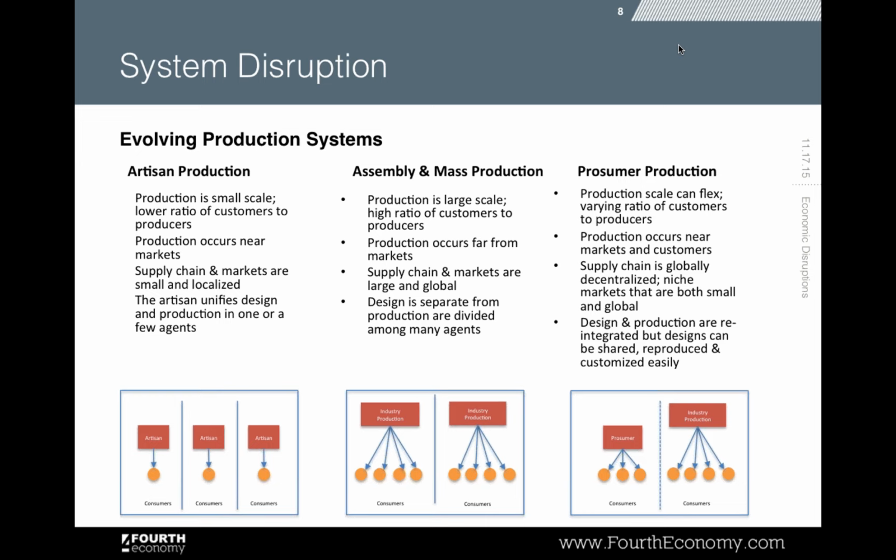The ratio of customers for producers can vary. You may have a producer that's providing a mass market and providing niche customers, or one that's only providing to niche or only to mass customers. Where production is occurring and the relationships to markets is still going to be on a global basis, but you can have producers located that are serving local markets and linked together through these technologies. So we're seeing now markets that can be both small and global. You may be serving a niche market that stretches across the globe or a very localized market.